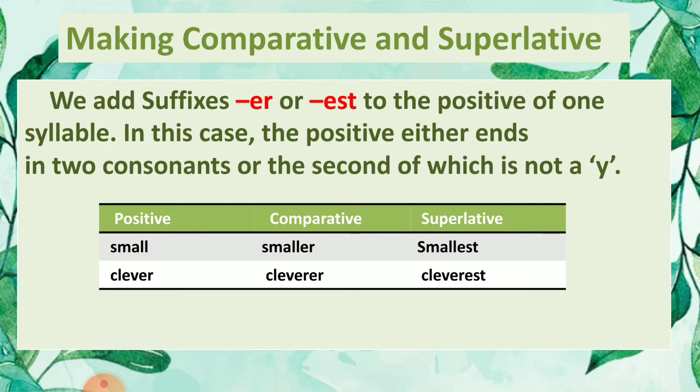In this case, the positive either ends in two consonants or the second of which is not a Y. Right? So, we use er and est only when our positive degree ends with two consonants or the second is not a Y. Like small becomes smaller, smallest; clever, cleverer, cleverest.